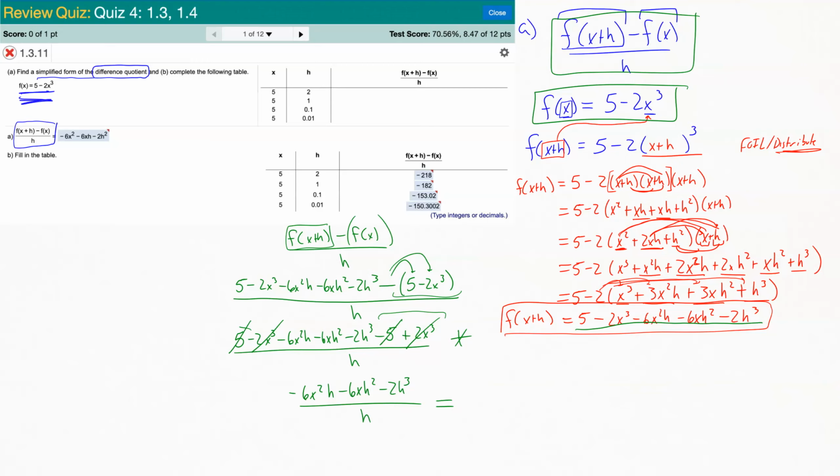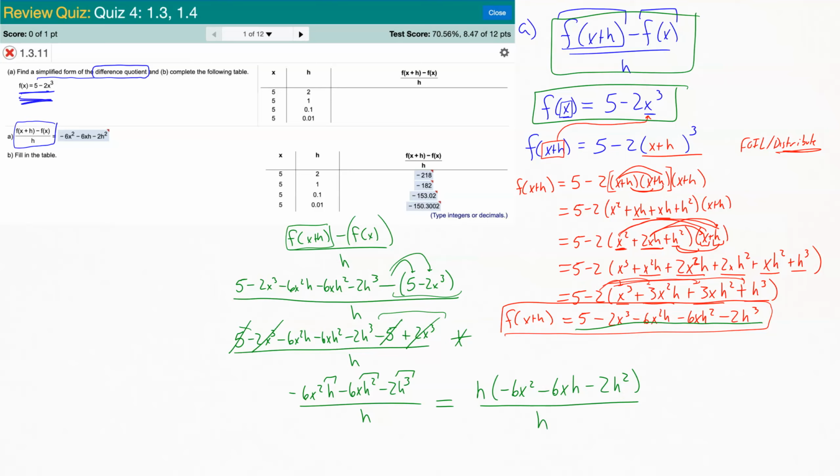The next thing that will absolutely happen every single time you do this is you'll notice that there is an h in each of these chunks here. So we can pull a single h out of everybody, leaving us with negative 6x squared and then minus 6x, and we took one of the h's, so one's left over, and then minus 2, and we took one of the h's, and 2 are left over. And that's all over h.